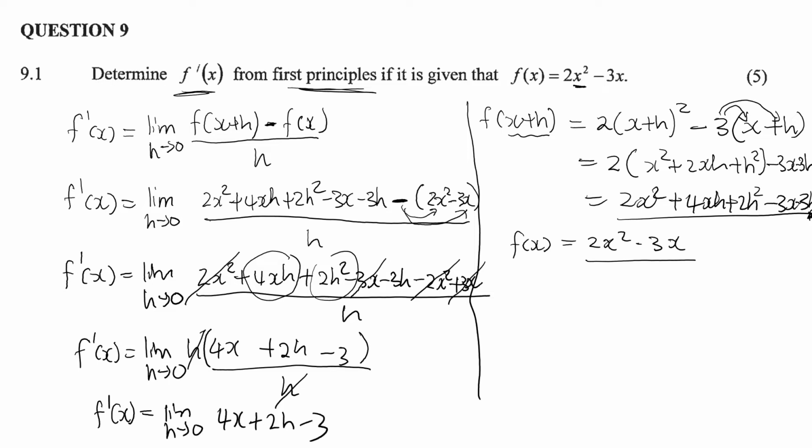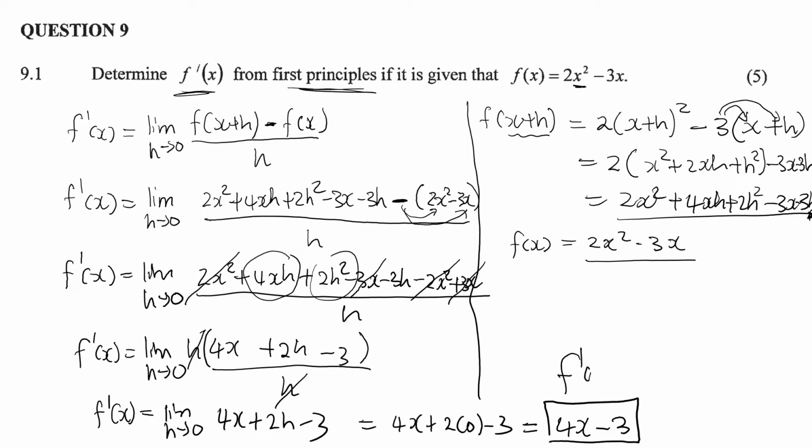Okay, now we can go and substitute that 0. Then our f prime of x will be 4x plus 2 into 0 minus 3. When you substitute 0, you no longer write limit when h approaches 0, because h has already approached 0. You have substituted 0, right? So it will be what? It will be 4x. 2 times 0 is 0, minus 3, it will be minus 3. So that will be our f prime of x using first principle.